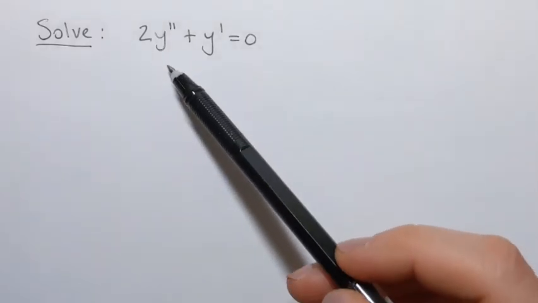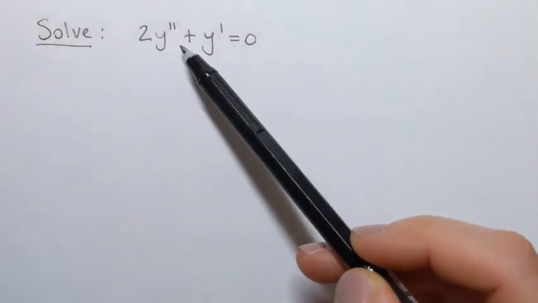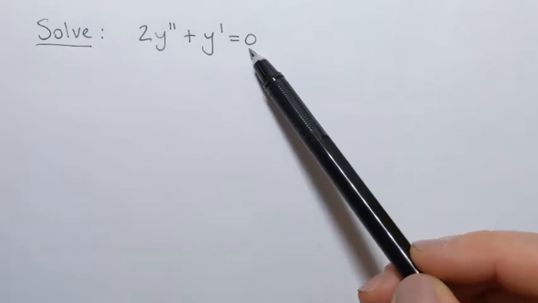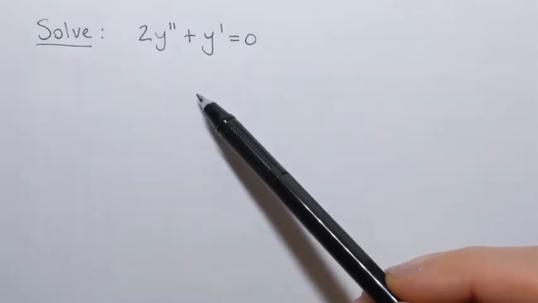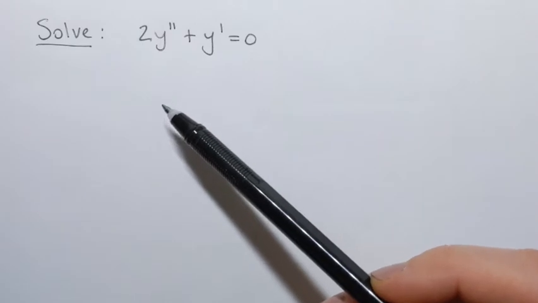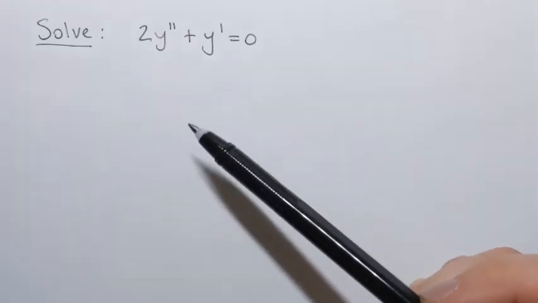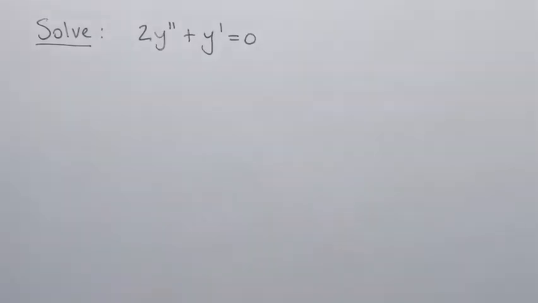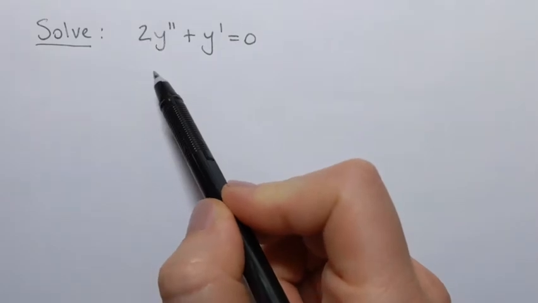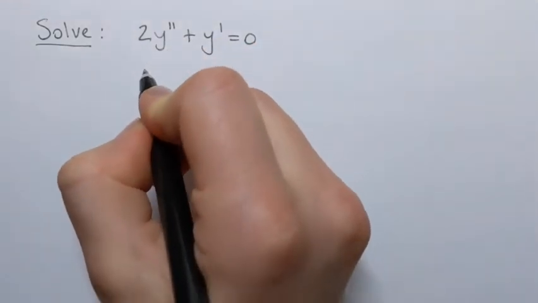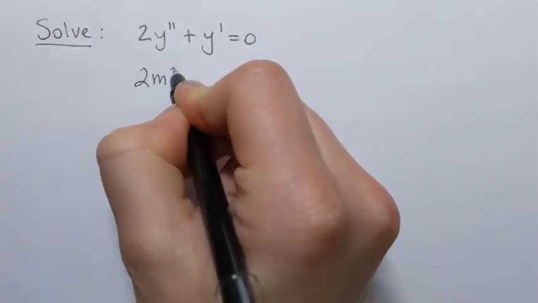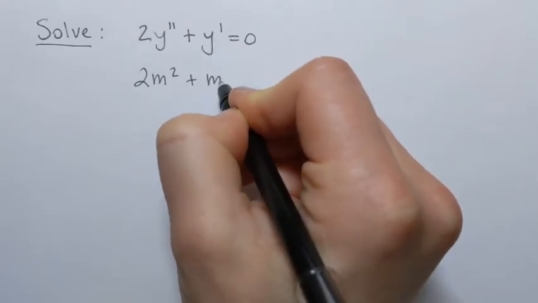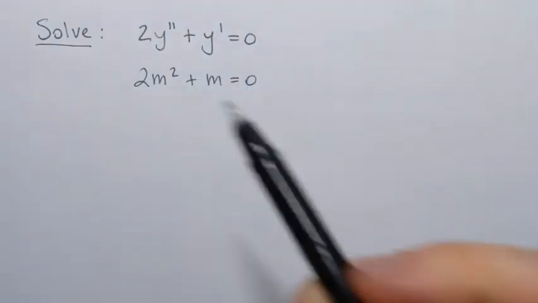For this differential equation, 2y double prime plus y prime equals 0, let's find a solution using the characteristic equation, and let's also find a power series solution. So let's start by solving this equation using the characteristic equation, which will be 2m squared plus m equals 0.